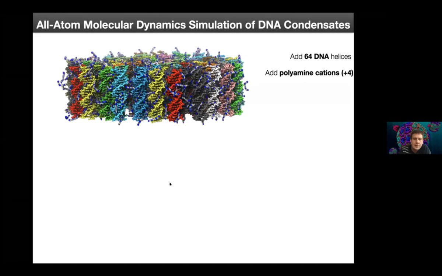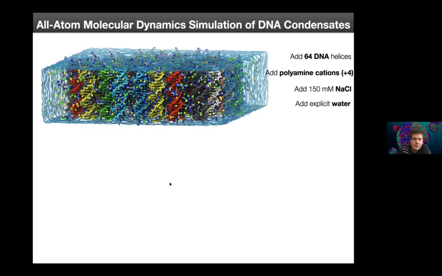So we add cations. So this one is a polyamine. Each has a charge of +4. Then we also add some background electrolytes. So this is NaCl. And then we add water. So this is really like an experimental system, if you think about it. We have everything that experiment has.